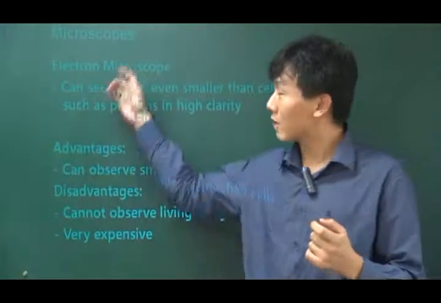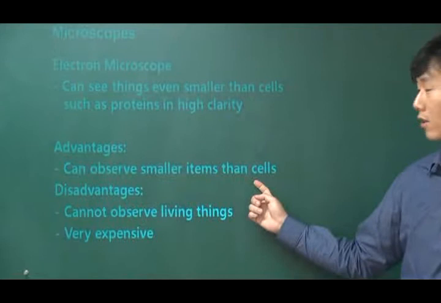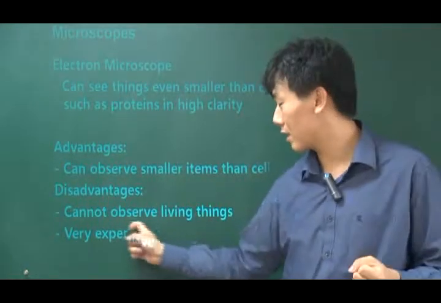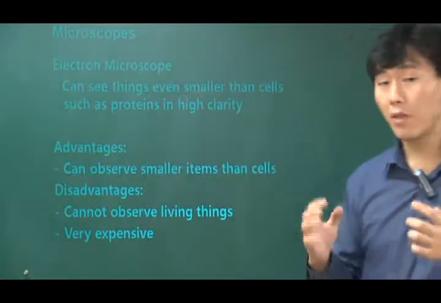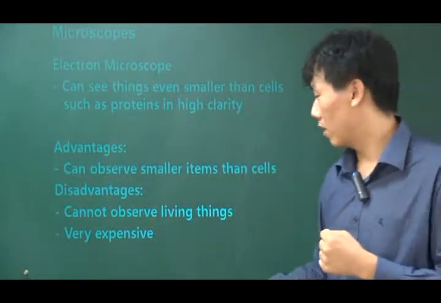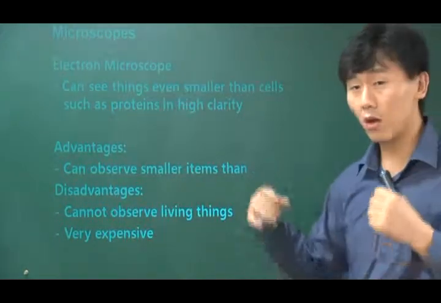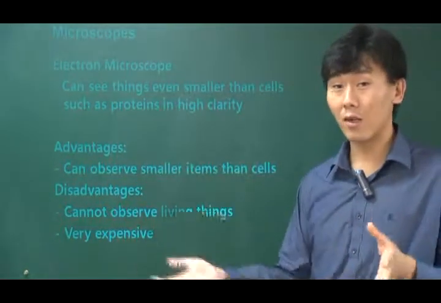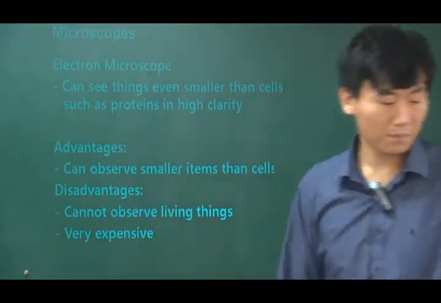So the advantages of this electron microscope is they can observe smaller items in cells, but there are disadvantages. These cannot observe living things. So if you want to see something moving around, then you have to use the light microscope. The other disadvantage is they're extremely expensive. They're going to be somewhere on the magnitude of 1,000 to 10,000 times more expensive than your normal light microscope.